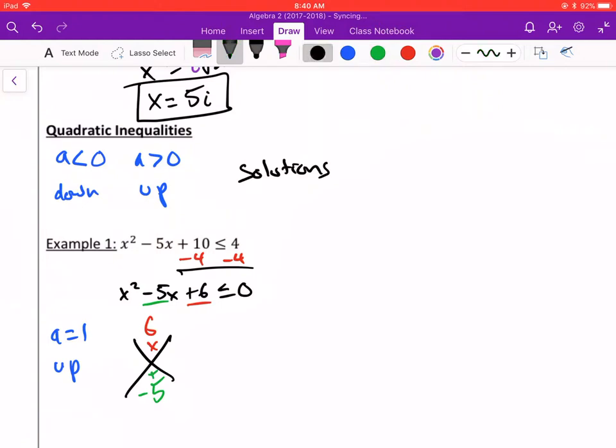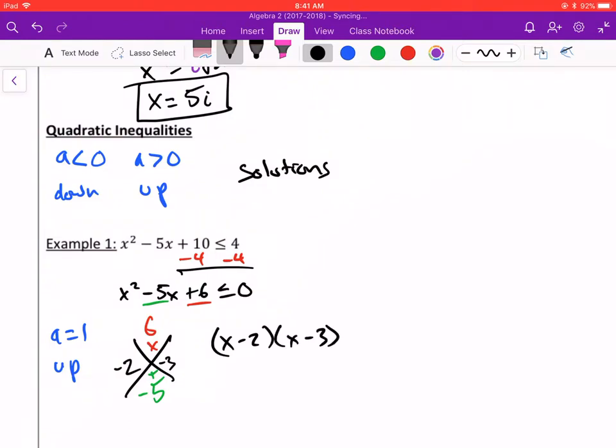So just start off by looking at your 6 and its multiples. Multiples of 6 are 1 and 6, but 1 plus 6 is 7, so we know it can't be 1 and 6. How about 2 and 3? 2 plus 3 is 5, but it should be negative since it's -5. So just to check, -2 times -3 multiplies to 6, and -2 plus -3 adds up to -5. That means our factors are x minus 2 and x minus 3.